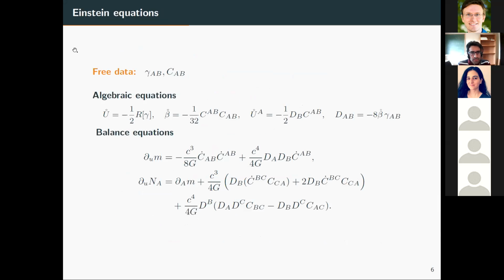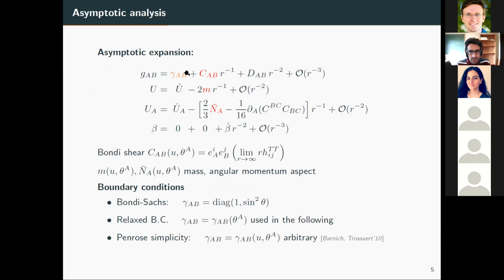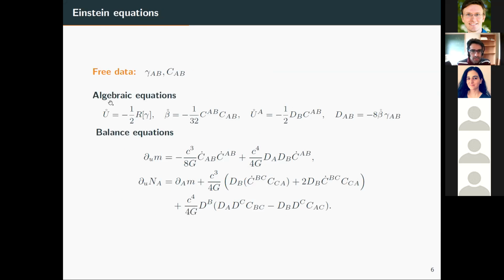Okay, the next step is to solve the Einstein equations. So when you do this order by order in powers of 1 over r, the first thing that you notice is that gamma_AB and C_AB are free data. So there is no constraint from the Einstein equations on these quantities. So gamma_AB and C_AB are these guys here. Then you have a set of algebraic equations which determine some of the coefficients in your asymptotic expansion in terms of the free data, as you see, for example, in these equations.